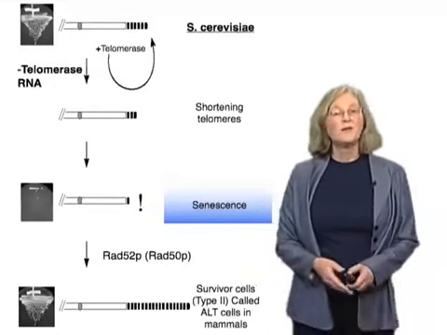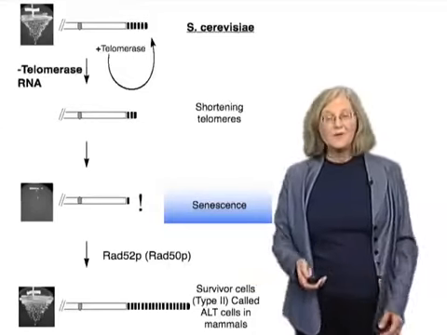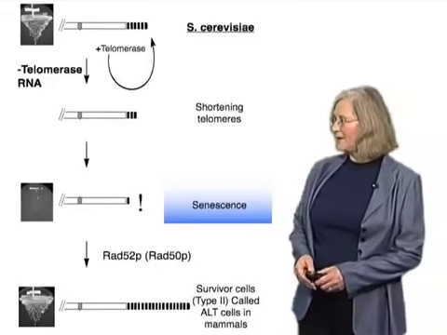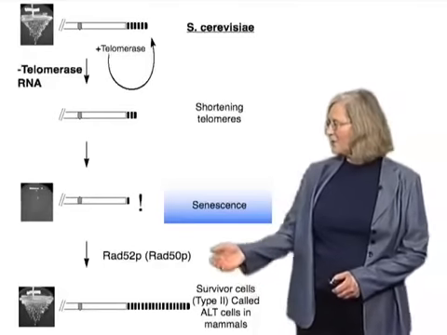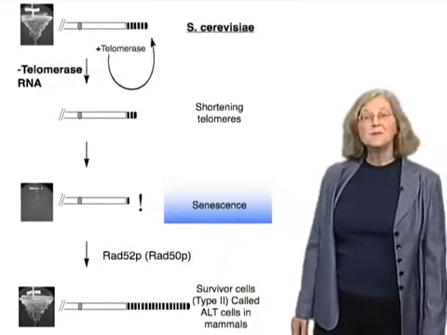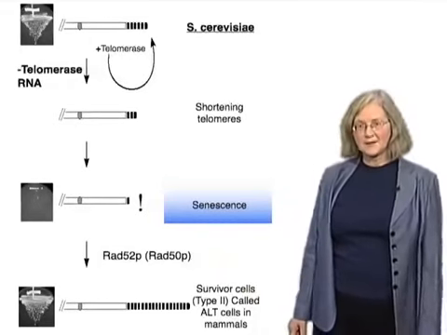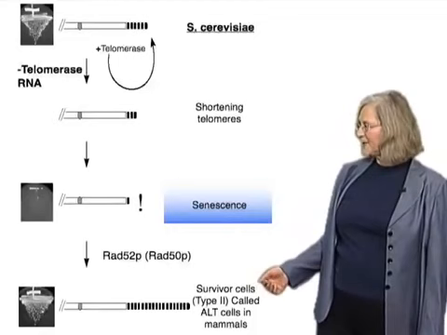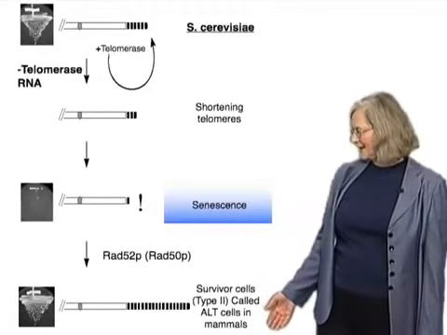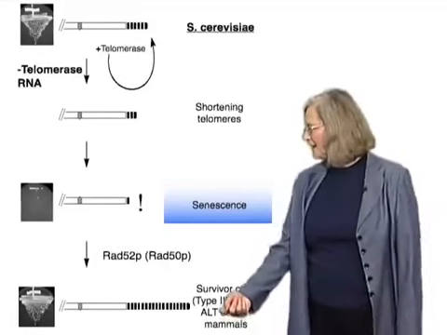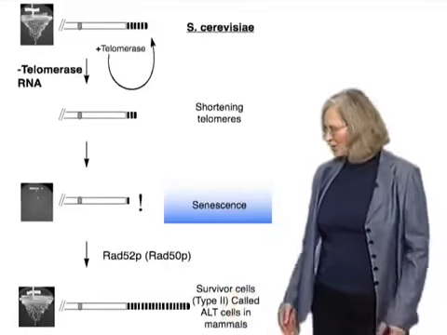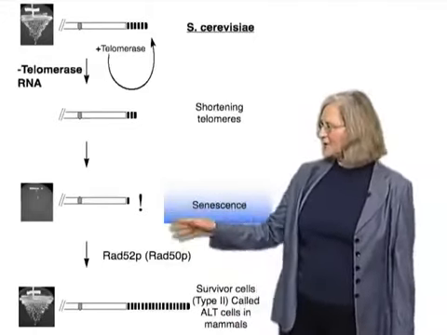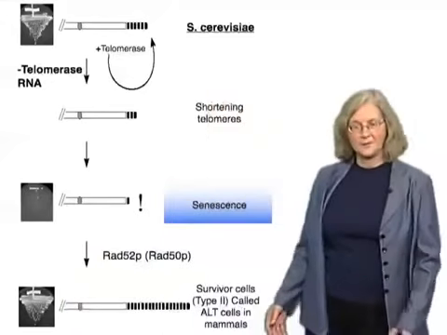What are RAD52 and RAD50? These are in the homologous recombination pathway. They're needed for recombination, and therefore, to get survivors required recombination. Similar phenomena have been seen in mammalian cells. They have been less well characterized genetically, but similar survivor cells have been seen, and they're called ALT cells in mammals, for alternative lengthening of telomeres. ALT cells. So without telomerase, most cells go through senescence, but rare cells can survive.